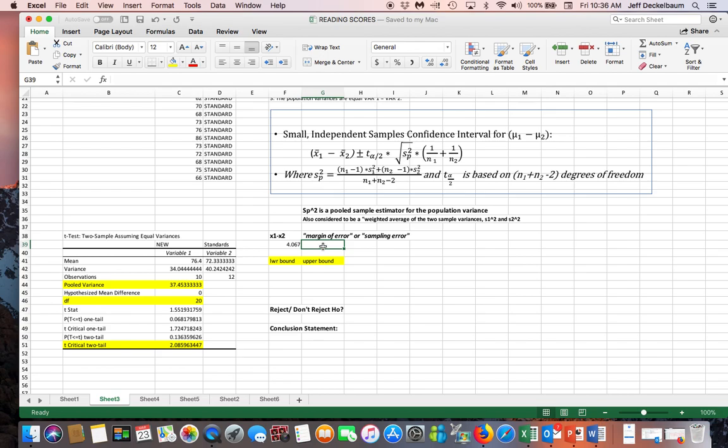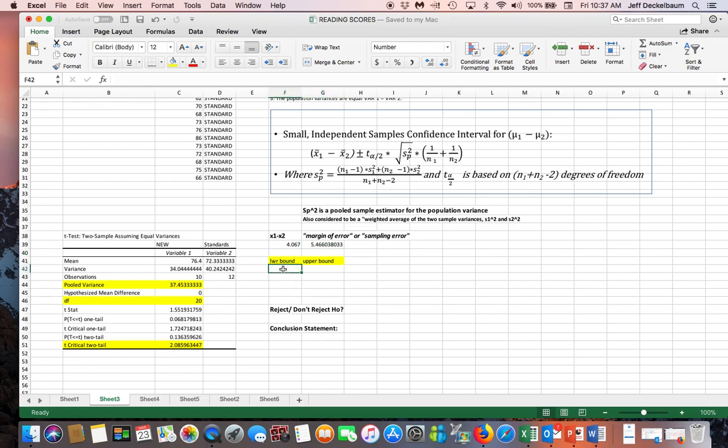So we call that either the margin of error, it's also called the sampling error. So we're going to say it's equal to, we're going to click this term, this t alpha over 2. We're going to multiply it by a square root, and then we're going to hit our pooled variance times parentheses 1 over N1 plus 1 over N2. We need to add another closing parenthesis, and here is our margin of error. So now we have this mean difference, and here is the margin of error.